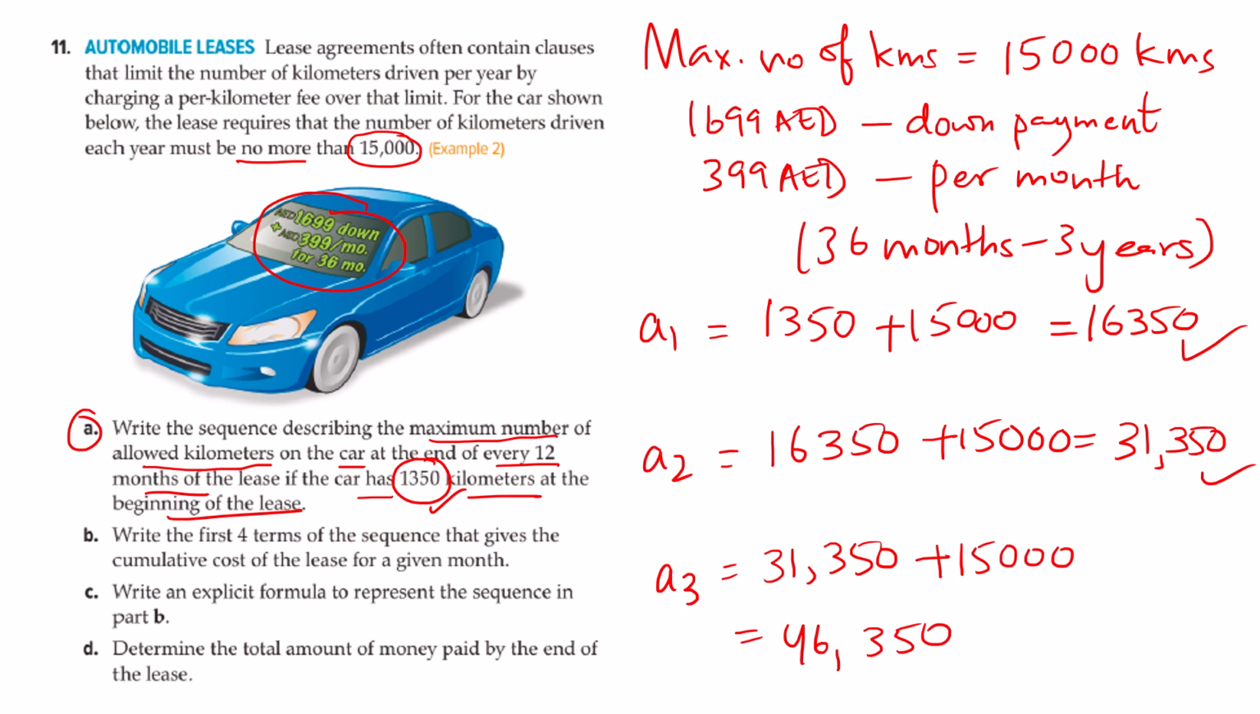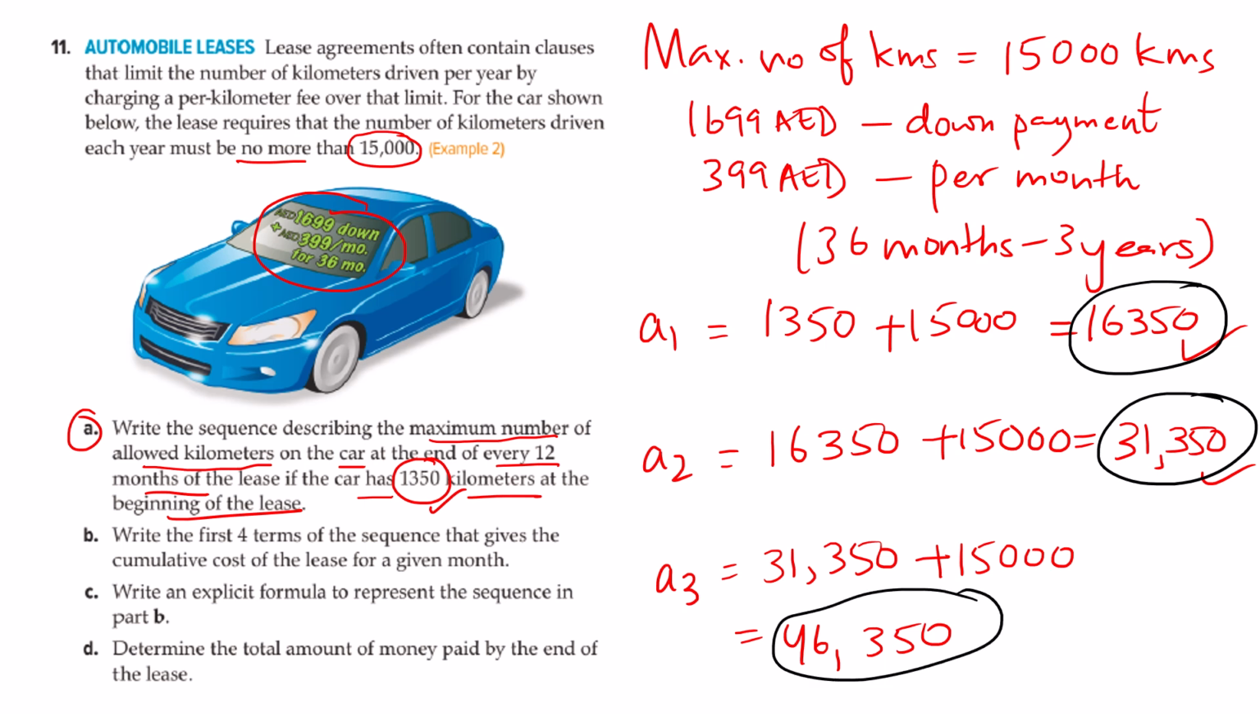46,350. I repeat, this part had asked you for the sequence which has the maximum number of kilometers. There's no cost involved. So can I say the final answer would be A1 this value, A2 this value, A3 this value? Yeah, because you have to give 3 answers for the 3 years. So this completes part A. Let's move to part B in the next slide.